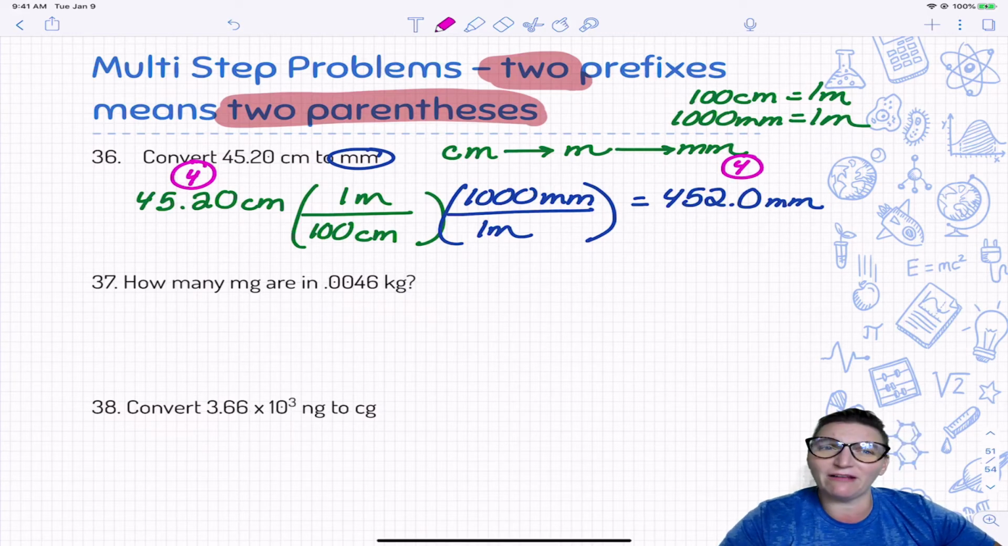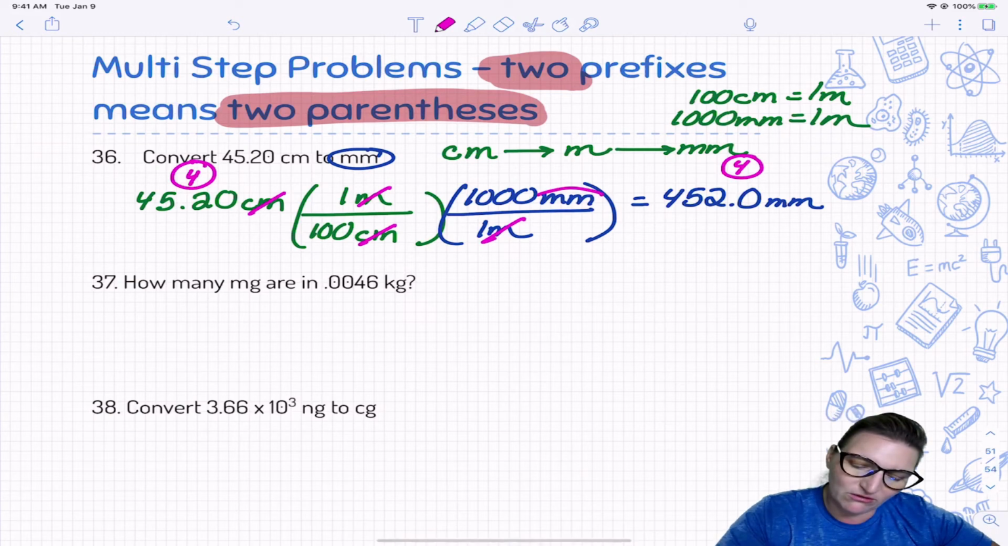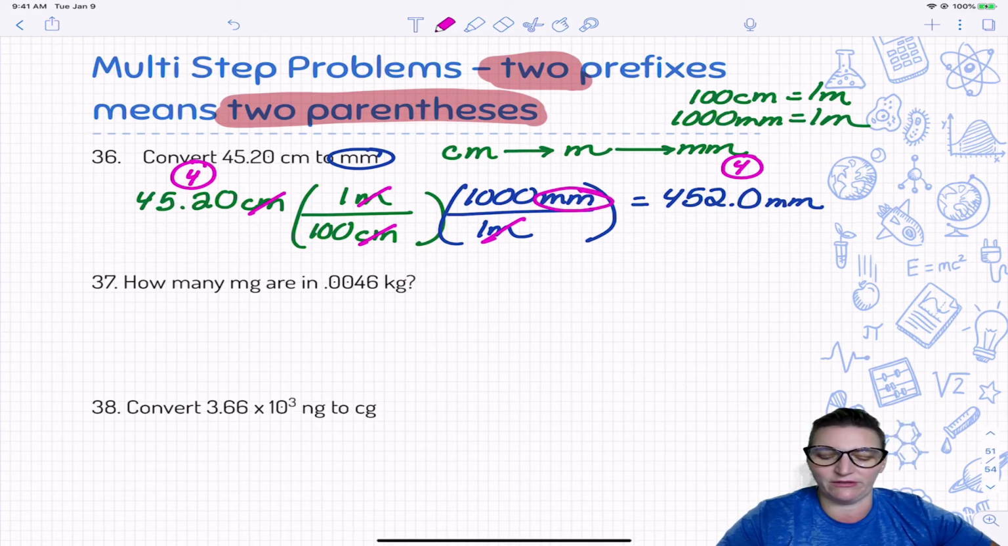When you plug this in your calculator, your calculator most likely will not give you that 0 back, but you need to add it in because at the end of every problem, we always check for units and significant figures. Look at how our units cancel out: a centimeter in the numerator and the denominator, a meter in the numerator and the denominator. The only unit that didn't cancel out is millimeters.